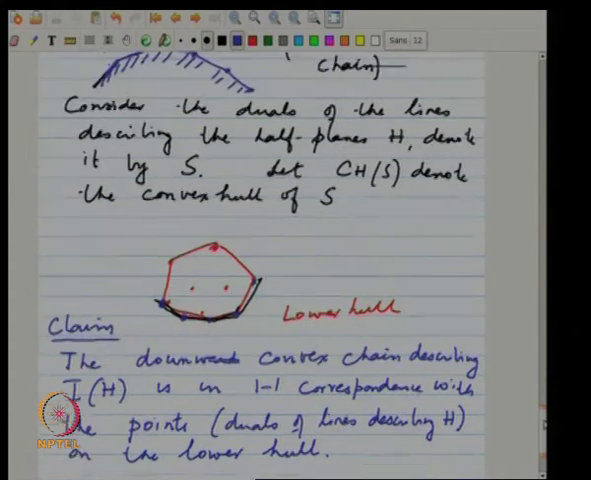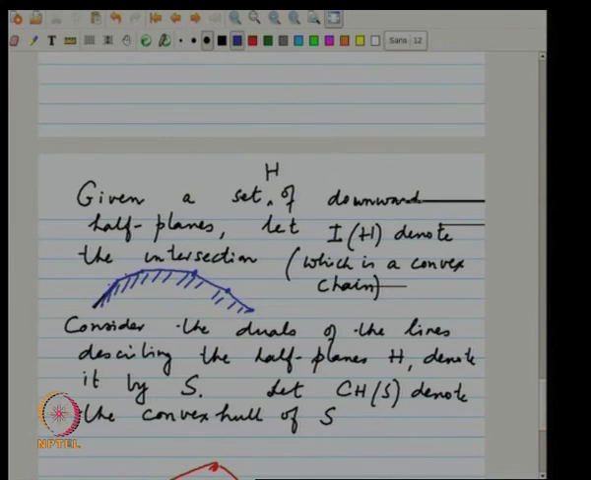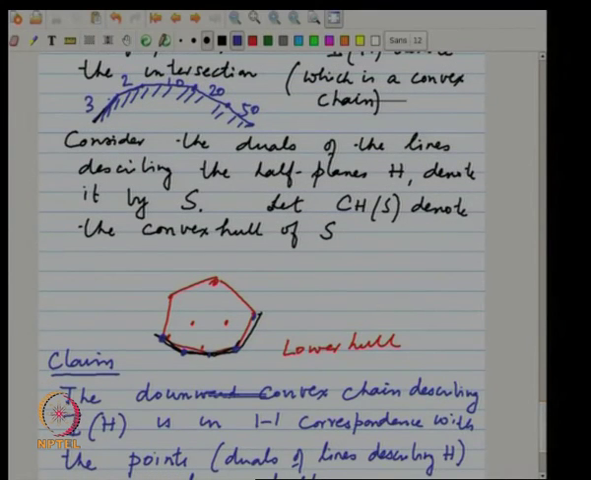So namely, suppose this is half plane 3 and half plane 2 and half plane 10 and half plane 20 and half plane 50 or something like that. These points would correspond to the dual. So this point will be the dual of the line describing the half plane 3. So it's like dual of 3, this is dual of 2 and dual of 10 and so on and so forth, dual of 50.